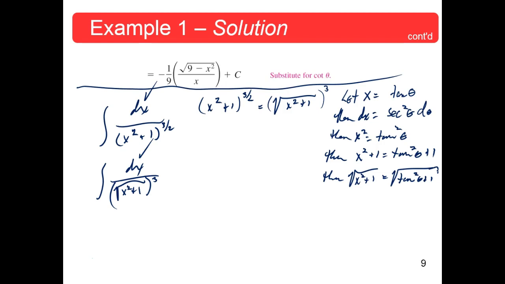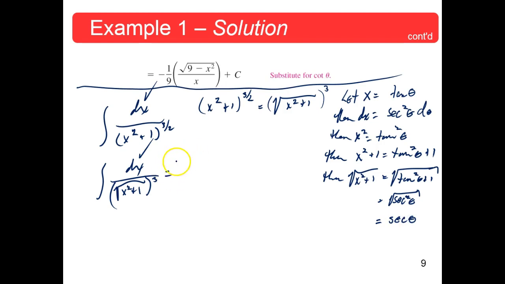Pythagorean identity. Oh, how soon we forget. We worked it out, beginning with sine squared plus cosine squared equal 1. It's what? Secant squared, you're absolutely right. So this is equal to the square root of secant squared theta, because tangent squared theta plus 1 is secant squared theta. But what is the square root of secant squared? Secant theta.